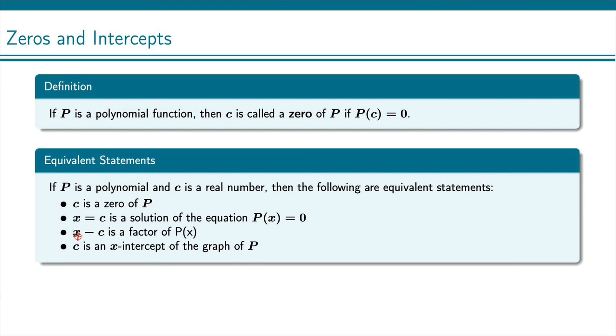That also means, and this is a little bit more powerful, that x minus c is a factor of p of x, the polynomial. So in our factored form, when we see x minus c, we know that c is a 0. And then, as I already mentioned, in the graph, that means that c is an x-intercept of the graph of p.